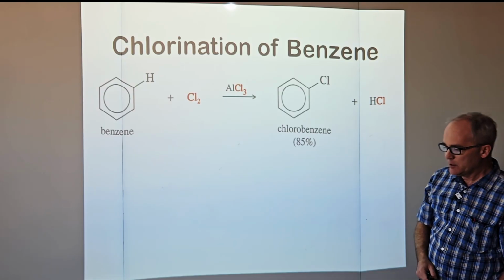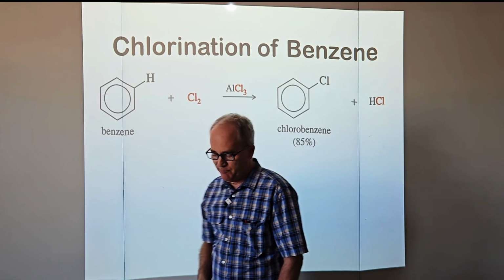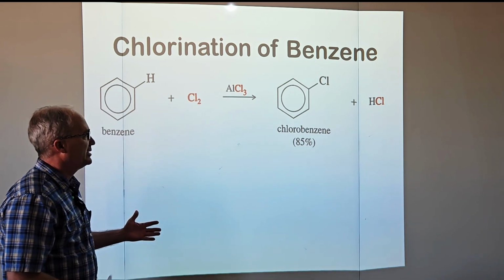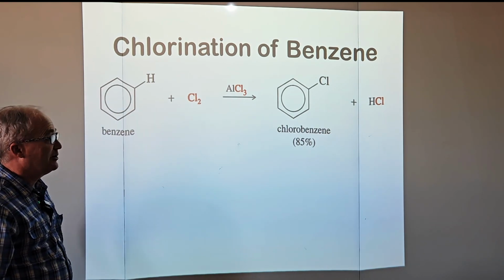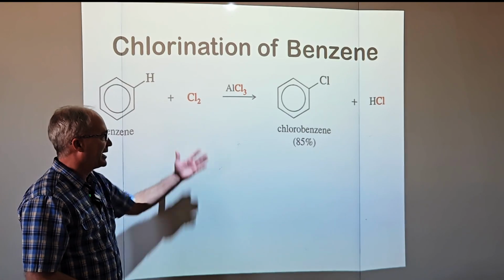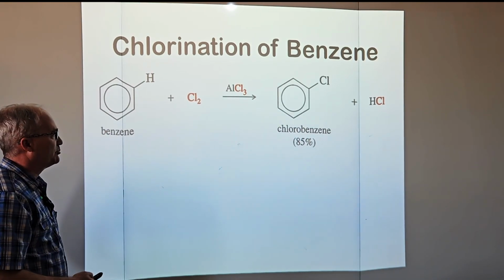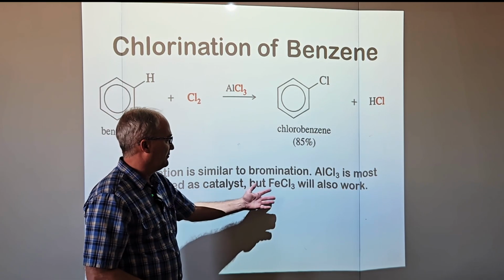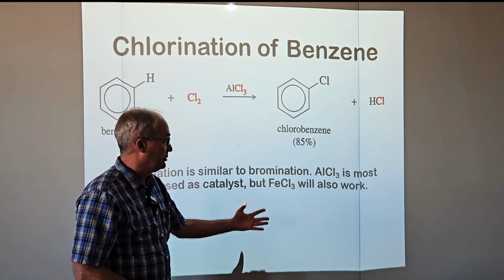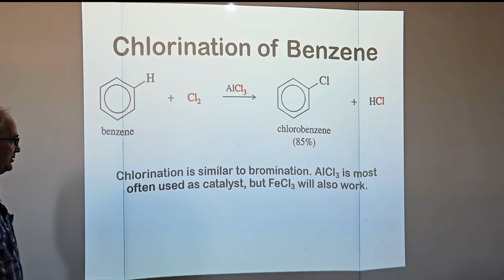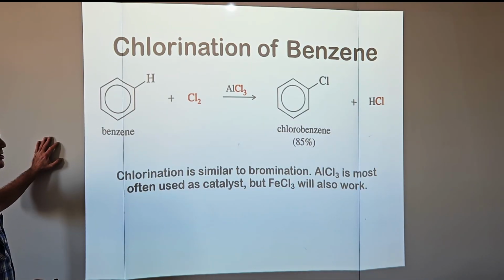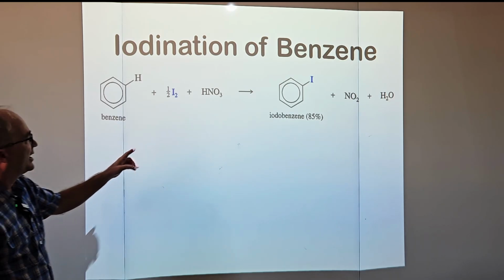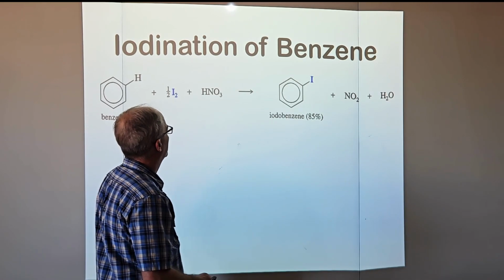So chlorination, same type of setup. We have a catalyst, use chlorine. Probably harder to do on the bench top because this is a gas. So this is probably only done industrially. And we could use ferric chloride, but aluminum chloride's a little cheaper, and that's generally what is used. And we can put iodine on a benzene ring.